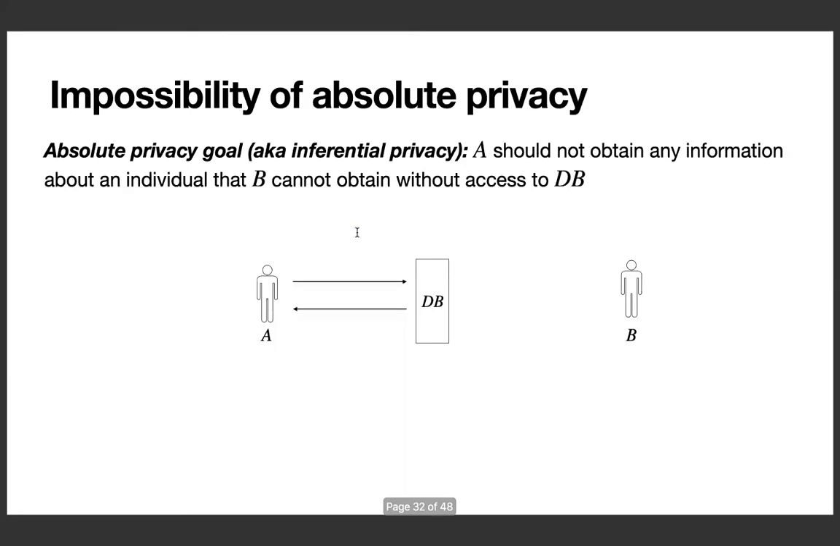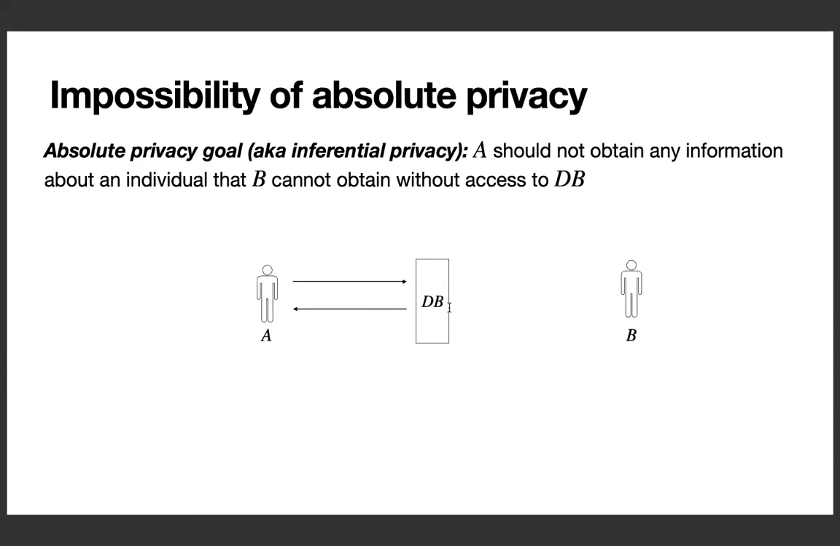Okay, yeah, so I wanted to talk about the impossibility of absolute privacy. This is continuing from the anonymization discussion. What would be your absolute privacy goal? This is also called inferential privacy. There's a database that you designed and you want it to be private, right? So what does it mean to be private? You want to say that if a person A has access to the database, A should not be able to obtain any information about an individual that B, who does not have access to the database, cannot obtain. So if A obtains some information about an individual by interacting with the database, it means that the database leaked some information, right? And this is what you would want.